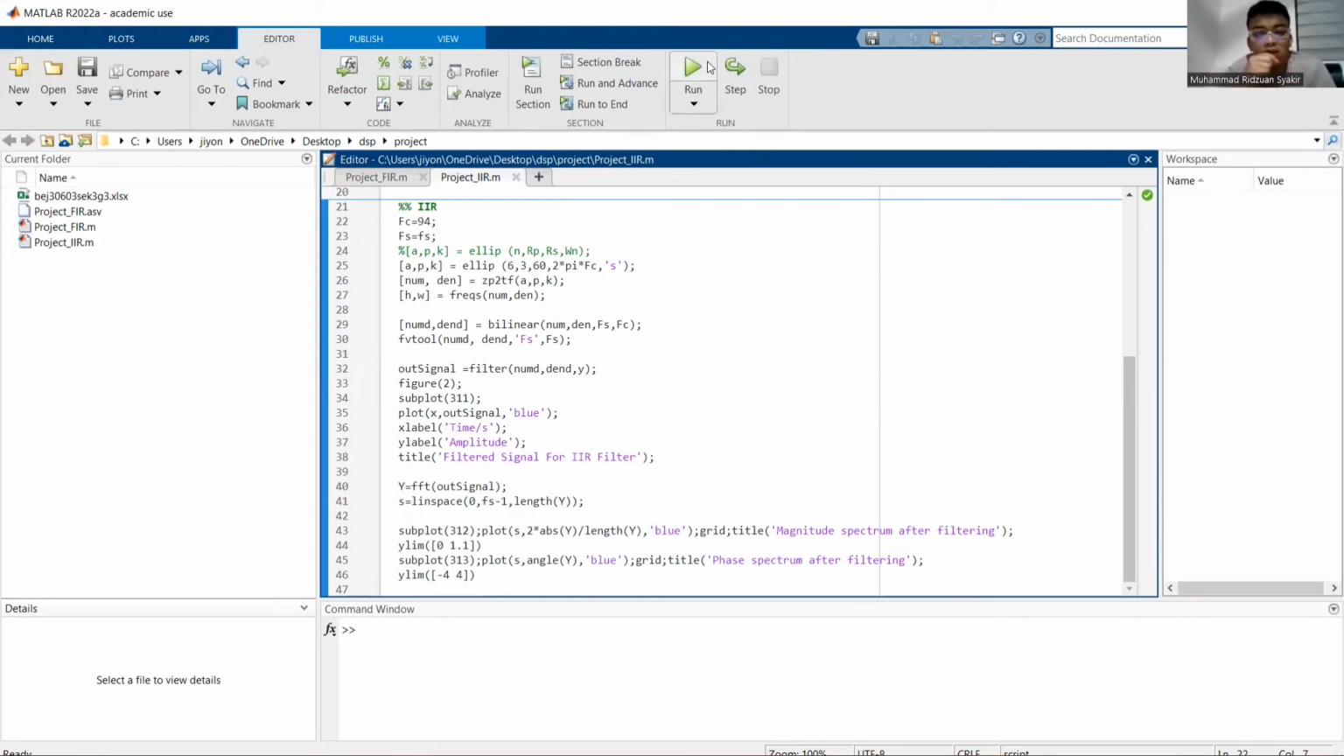So for the next one, we will run the project IIR to get the waveform. We have to wait for a second for the result to pop up.